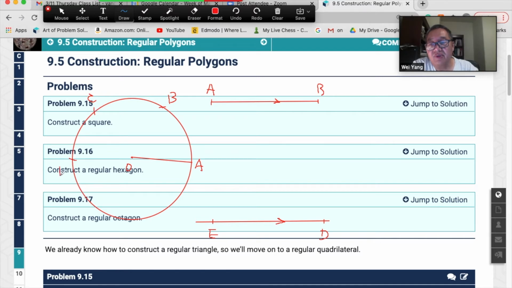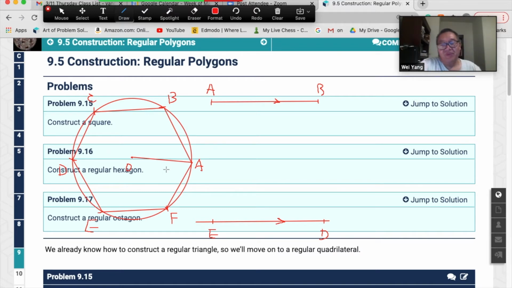Do this one. Suppose this one's D. This one, suppose that's E. This one, suppose that's F. Okay. Then you connect these points: AB, BC, and CD, and DE, and EF, and AF. This one will give you a regular hexagon.